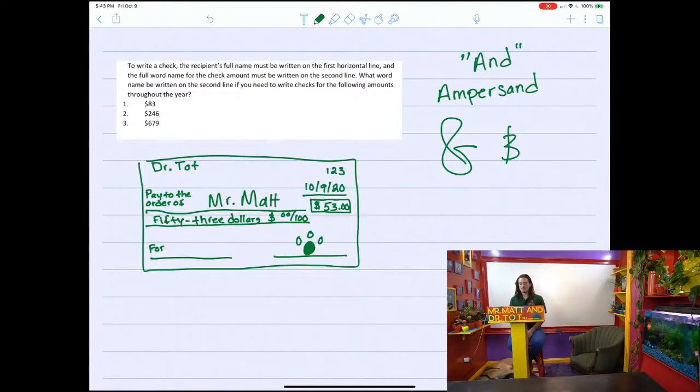But if you're going to write a check for $83, $246, and $679, I'd like you to write out the amount that would be written on the second horizontal line. So I'll give you 2 minutes, and then I'll give you the answers, and this will bring us up to the end of class.